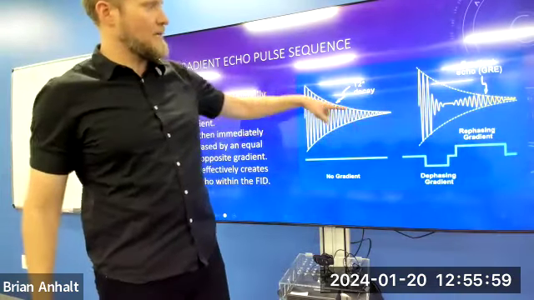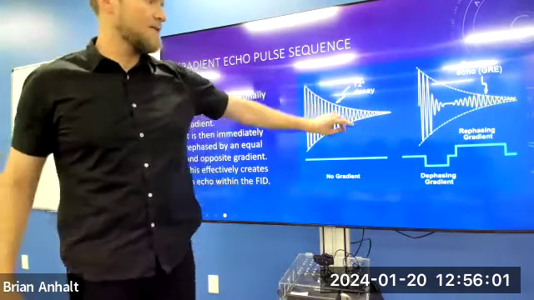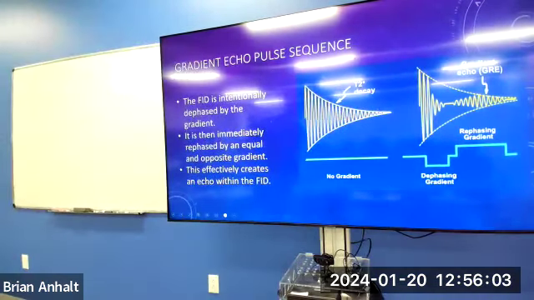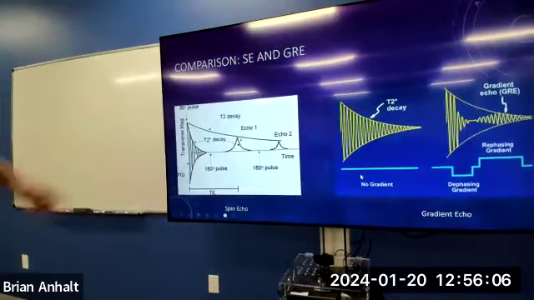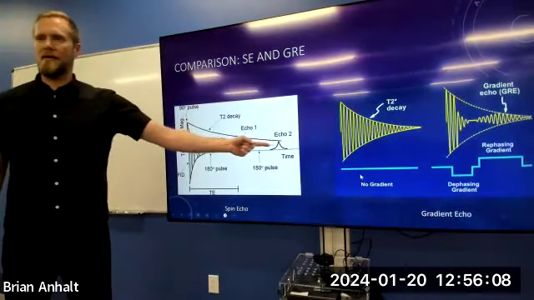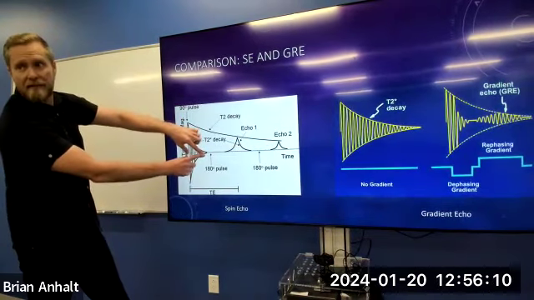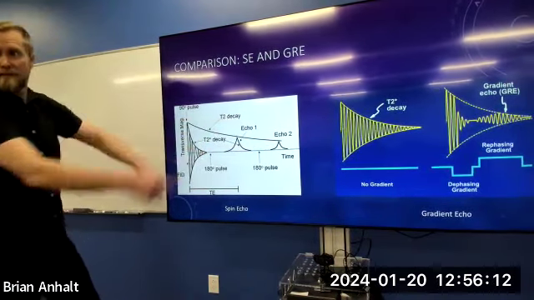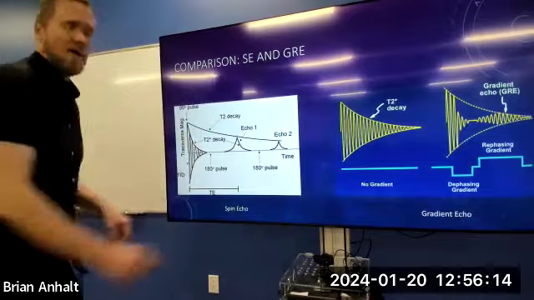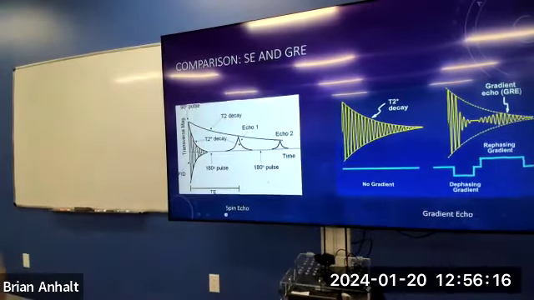This is the normal T2 star decay. This is the FID, right? So now zoom in. This is our echo, right? Now we're zooming into the FID to look at this. Right? We're zooming in here. It's all happening in a much shorter period of time.